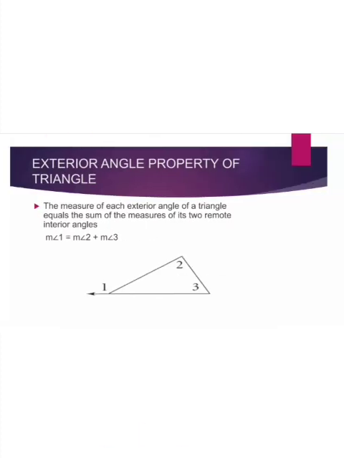Exterior angle property of triangle. The measure of each exterior angle of a triangle equals the sum of the measures of its two remote interior angles. That is, measure of angle 1 is equal to measure of angle 2 plus measure of angle 3.